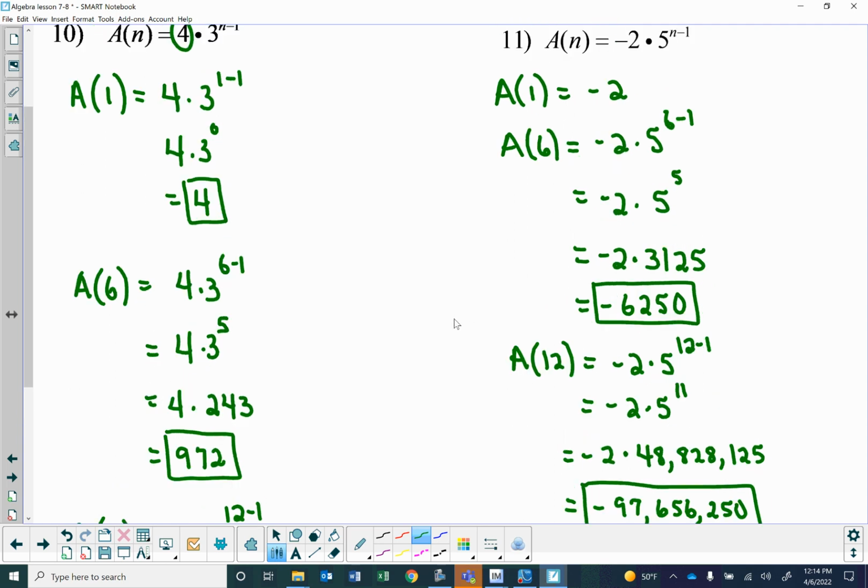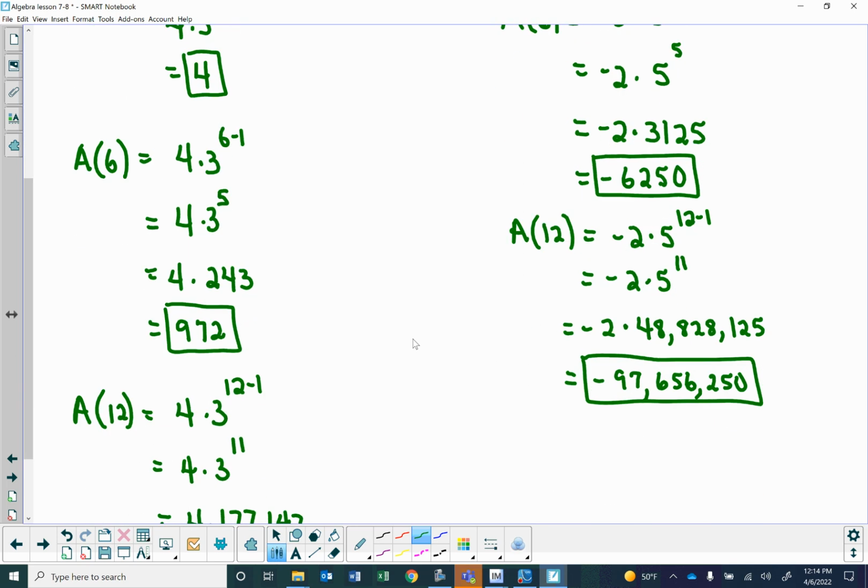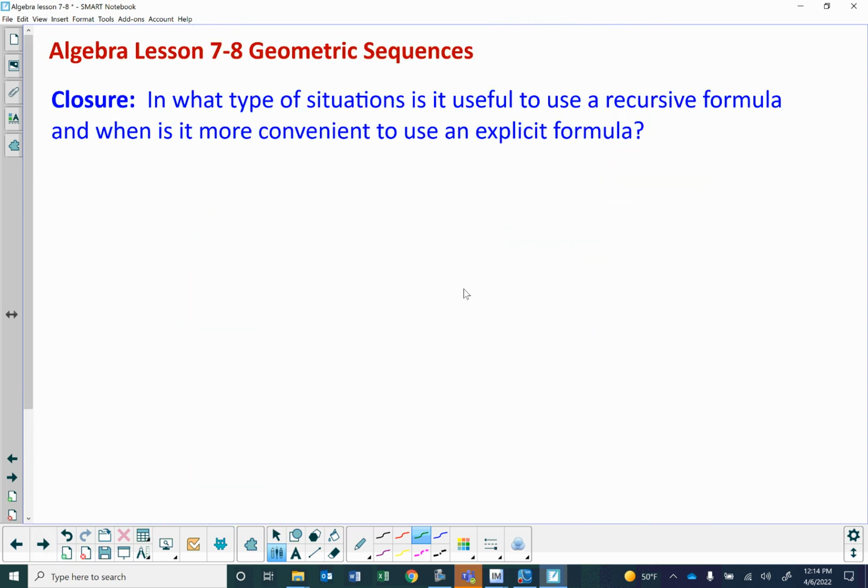So as you can clearly see, the recursive formula works for some things, but the explicit formula is much easier to use because you can get any term at any time as long as you have the explicit formula. All right, our closure question for this lesson. In what type of situations is it useful to use a recursive formula, and when is it more convenient to use the explicit formula? And I've explained this at least 3 times in this video, so you should have no problem answering this closure question.